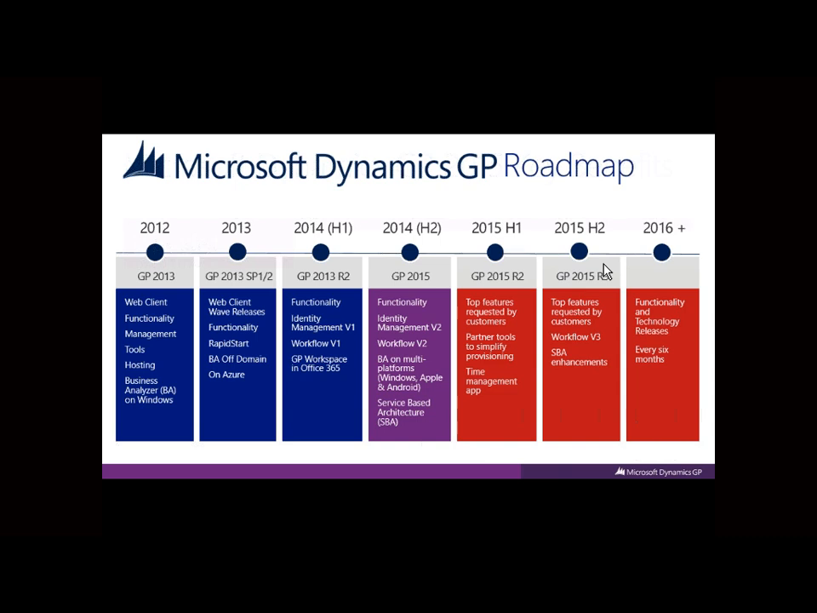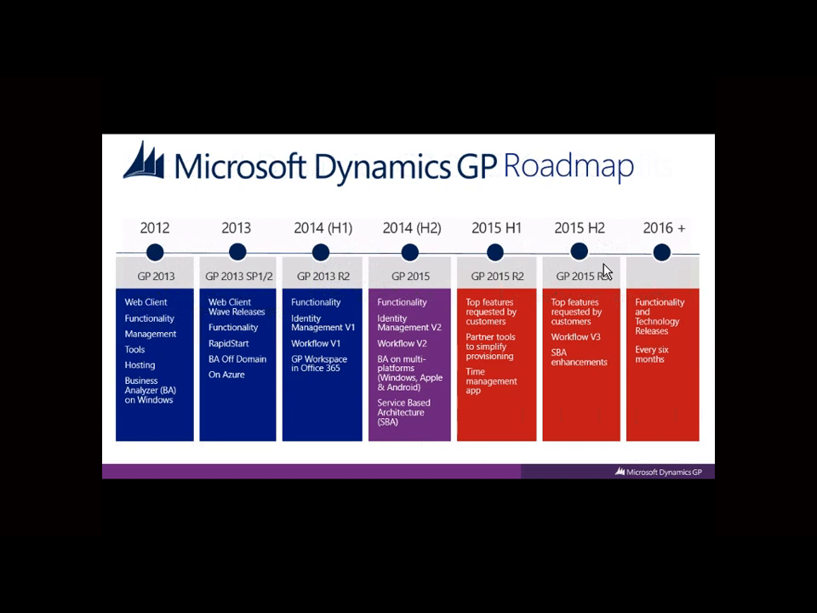Microsoft puts out a roadmap of where the products are going in terms of GP. It gets fuzzier, of course, the farther out you get. You'll see GP 2013 R2 got identity management and workflow, and in GP 2015 we get identity management version 2 and workflow version 2. So it's really updates and improvements to a nice base that came earlier.